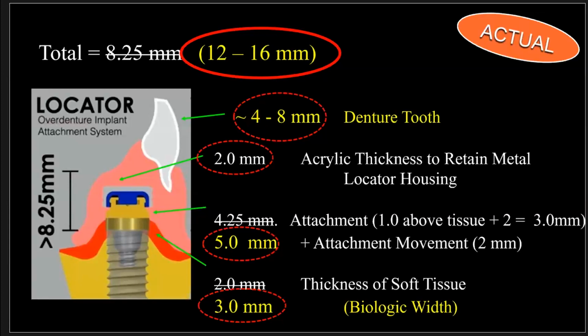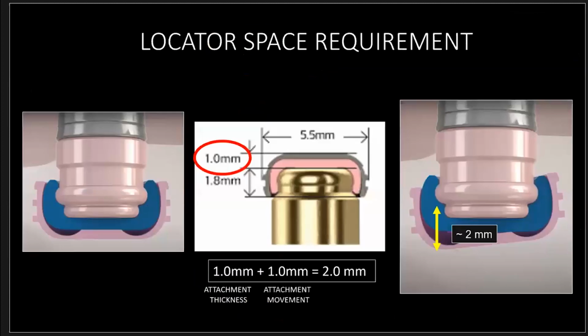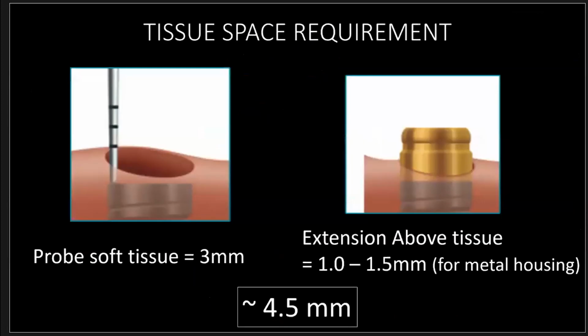So if we take a deeper dive into here and look at the space requirement, the attachment's about 1 millimeter thick, and then we need a millimeter of thickness for that. So that's about 2 millimeters. The tissue is 3 millimeters, but then we're coming up about 2.5, 3 millimeters. So that's why we need 4.5, 5 millimeters. Additionally, it's very rare for the tissue to be completely parallel. We're measuring from the deepest portion here because we need that Locator to be above the tissue.